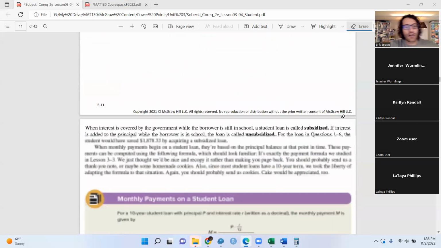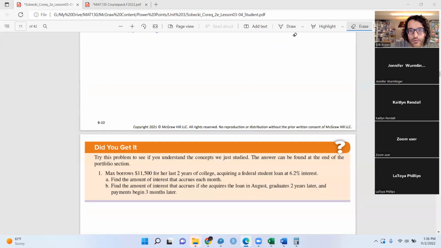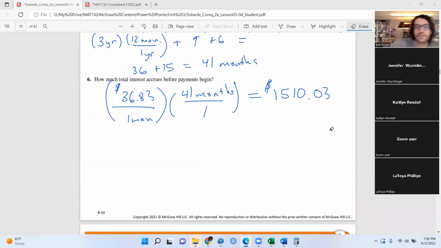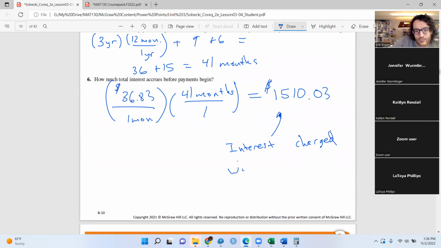Okay, so now that we have the student interest, we get the total amount of money. Let's label this. This is interest charged, we'll say it that way, while in school and the 3 months afterwards. So this is the deferred payment time.